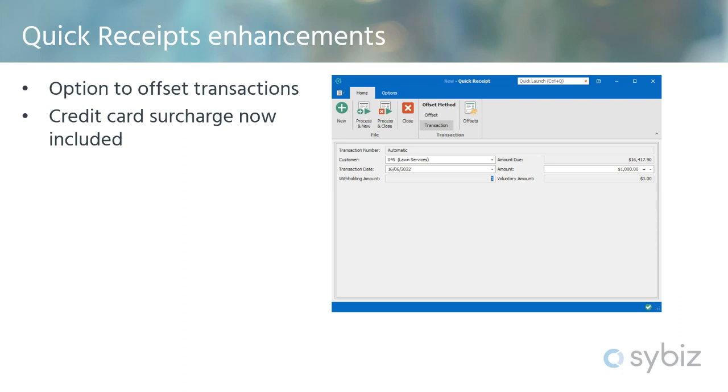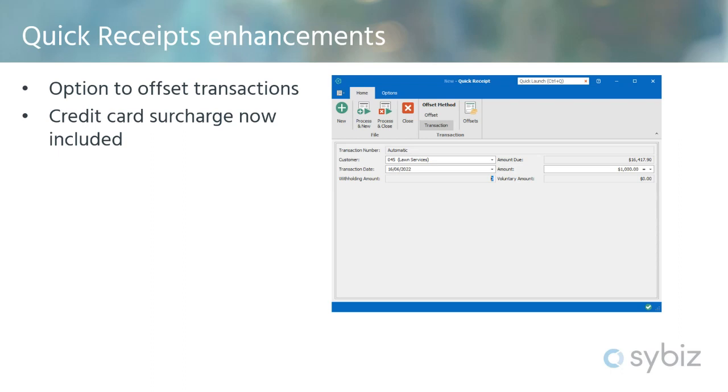The quick receipts, for those not familiar, the idea behind that is to save someone going into the cash book. They may not have rights, they're just on, say, the front counter, and someone comes in to pay some money off their account. It gives that person the ability to take that payment, and if they've got the FPOS integration, that's part of that process as well. And what we've extended in the new version is the ability to do the offsets at the same time.